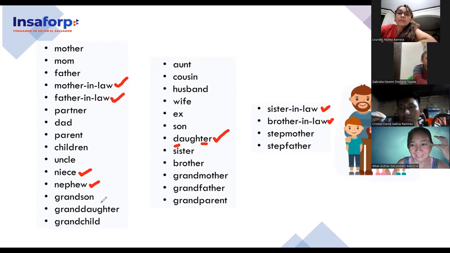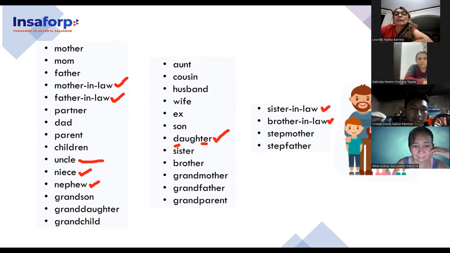Sobrino. Exactly. Uncle, ¿se acuerdan del uncle de la cabaña del tío Tom? Yes. Do you remember that one? Tío. Uncle Tom, yes. Aquí tenemos... okay. Yes, very good. Ahora, estos son relatives, right? Si usted se fija, son relatives. Okay, porque tenemos like, and aquí tenemos cousin.